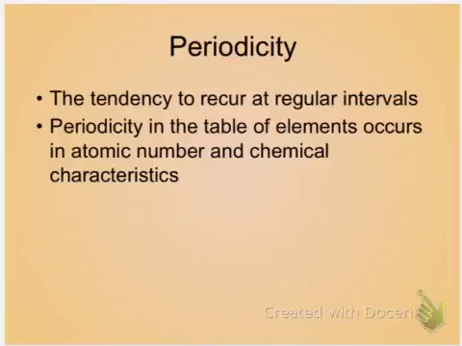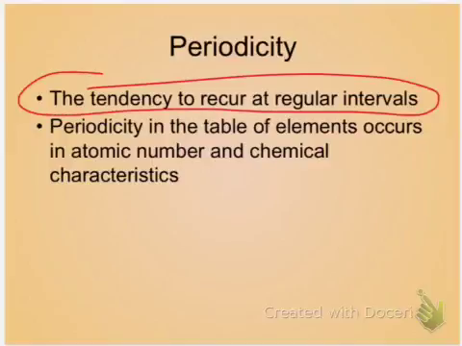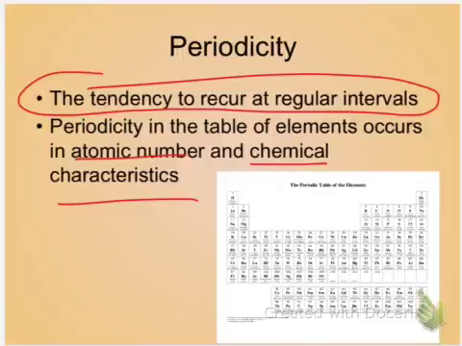But it all comes back to periodicity, which is this tendency to recur at regular or periodic intervals. We could say that school starts periodically, same time every day, 5 days a week, on a repeating schedule. And periodicity in the table happens in both atomic number and in chemical characteristics. So I'm going to pop in the periodic table, and we'll talk a little more about the atomic number piece.